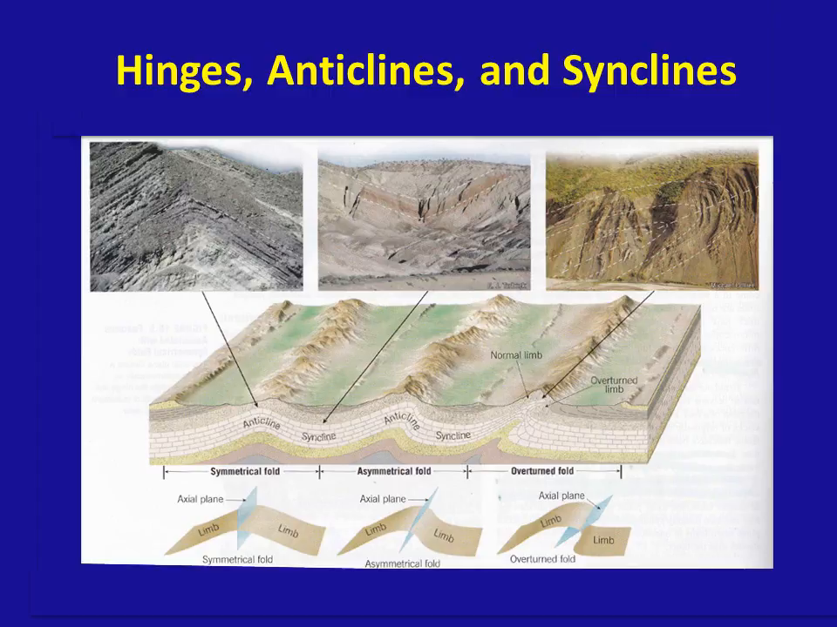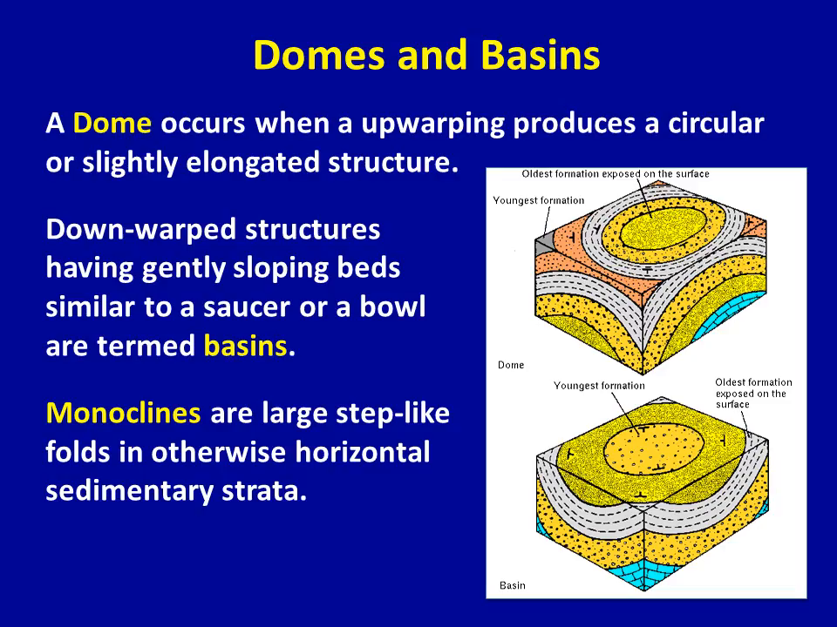So here in this diagram at the bottom you see a symmetrical fold there on the left. In the middle you see an asymmetrical fold where it's pushed over to the right, and then finally an overturned fold where some of the right limb is actually underneath younger strata of the left limb. And this is a type of geology that you will see quite commonly in the Ridge and Valley provinces of the Appalachian Mountains.